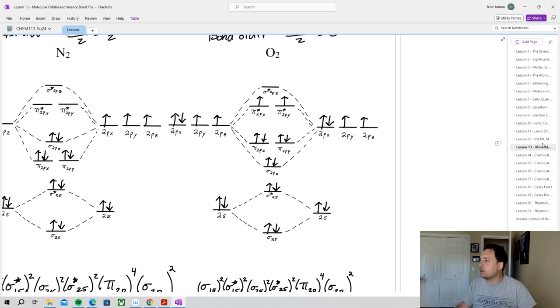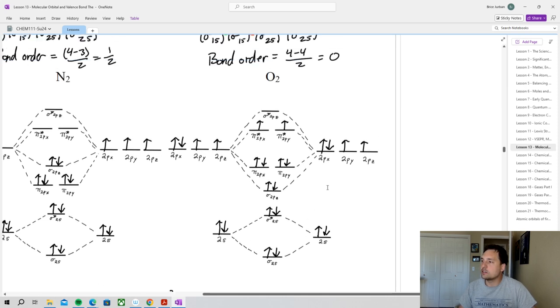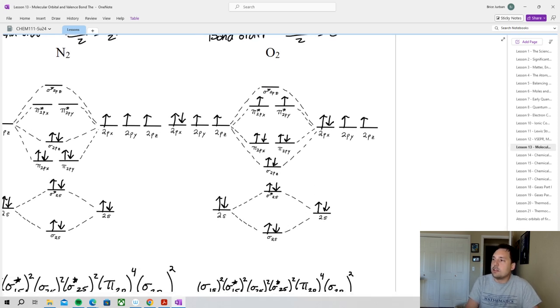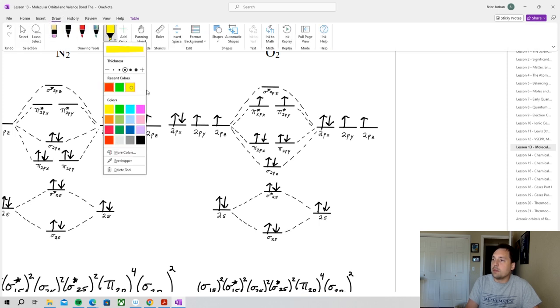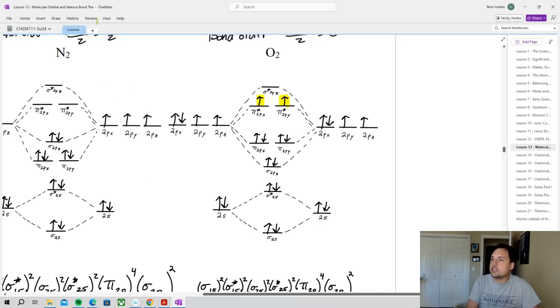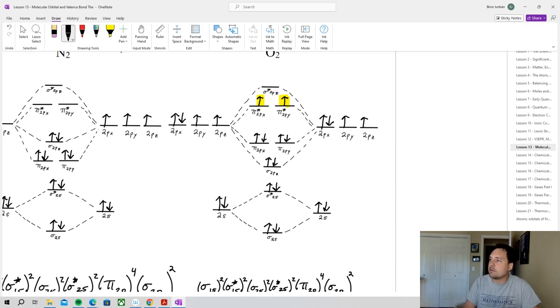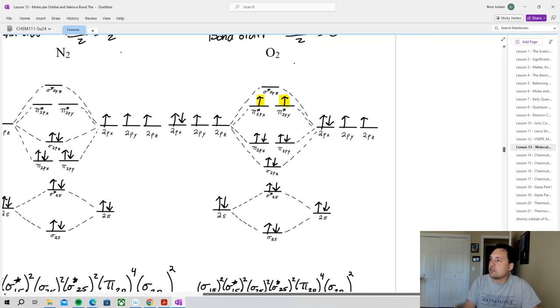And if you remember from earlier in the lessons, I think it was in lesson 9, we talked about paramagnetism and diamagnetism, and that also applies to molecules. So in this case, this is an indication that oxygen is paramagnetic, because it has two unpaired electrons in its molecular orbitals.